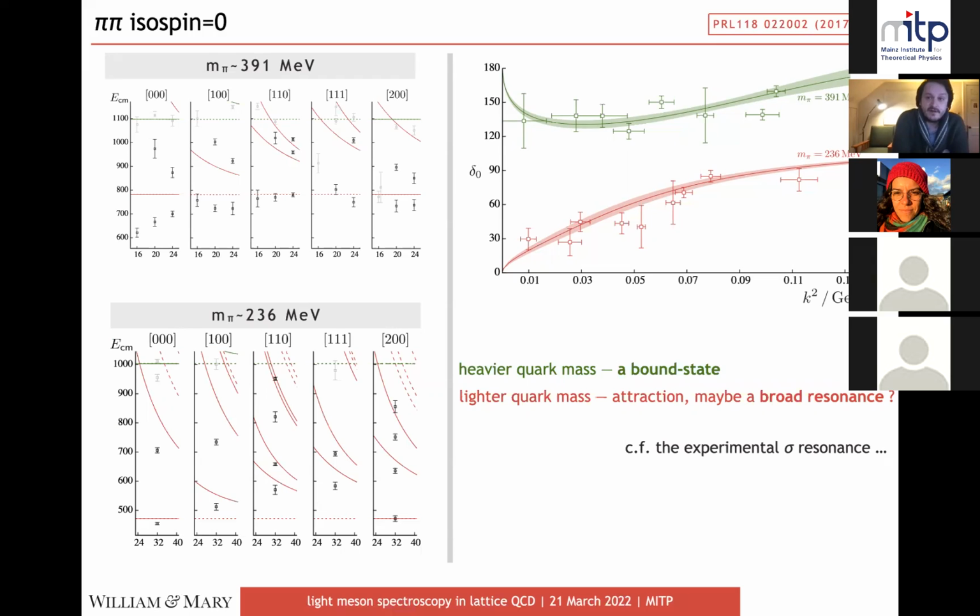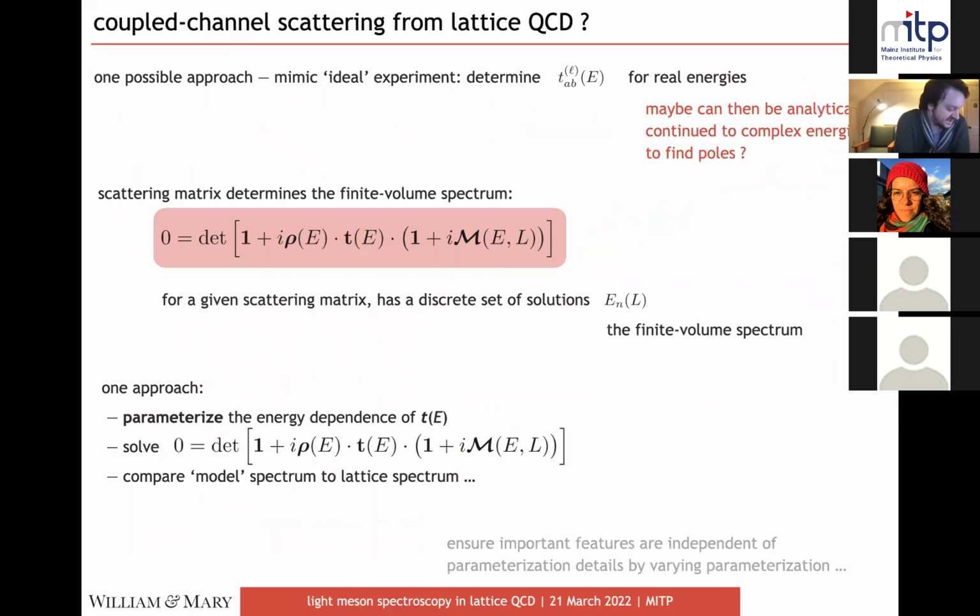Now, I've rattled through this because this is really just to illustrate how this works in the simple case of elastic scattering. But for the vast majority of interesting hadrons, they are coupled channel states. They decay into more than one final state. So this is what I really want to linger on a little bit.